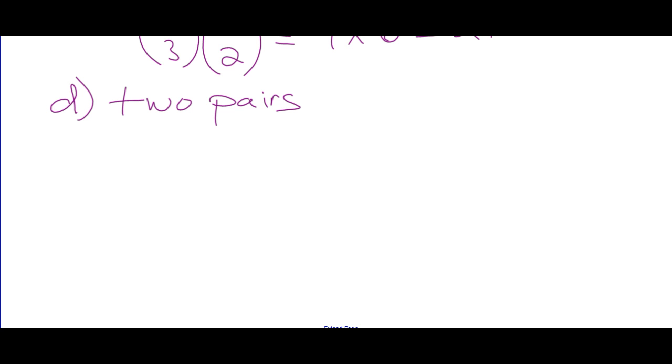So if you are dealt a 5-card hand, how many ways are there of getting 2 pairs? What does 2 pairs mean? Give me an example of 2 pairs. 2 4s and 2 5s, right? Pair of 4s, pair of 5s. What's the 3rd card?